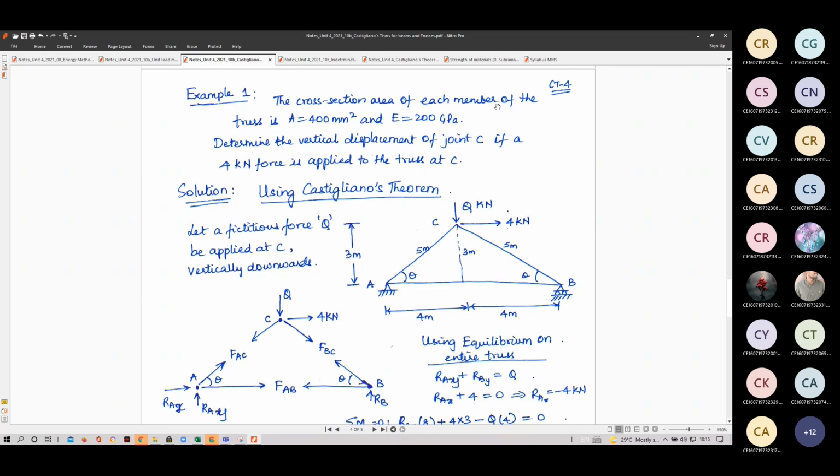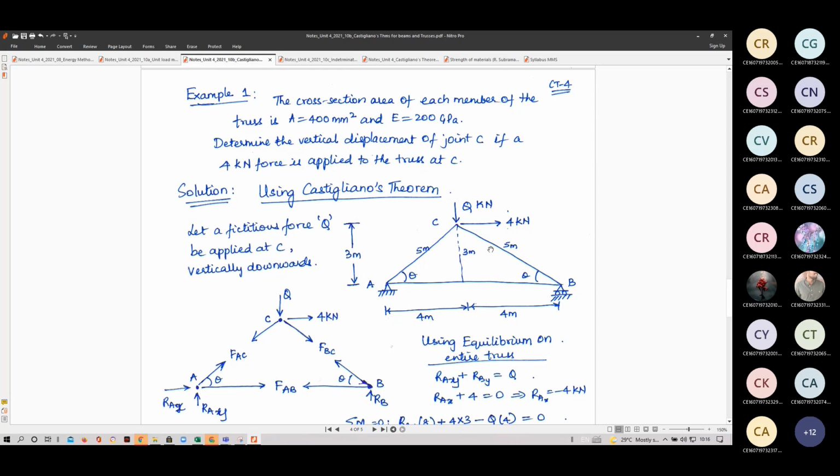Now the cross section area of each member of the truss is shown here. Pay very careful attention to this problem. I'll go a little slow in this problem. Later problems I'll go a little fast. Now determine the vertical displacement of joint C if a 4 kilonewton load is applied to the truss at C.